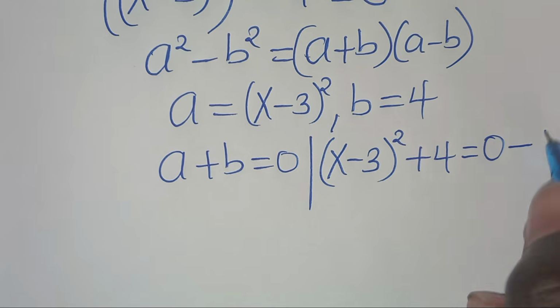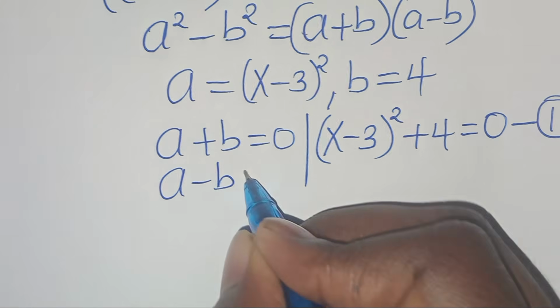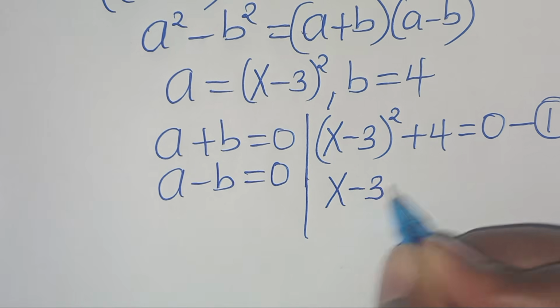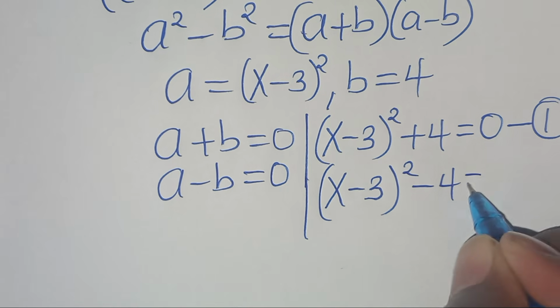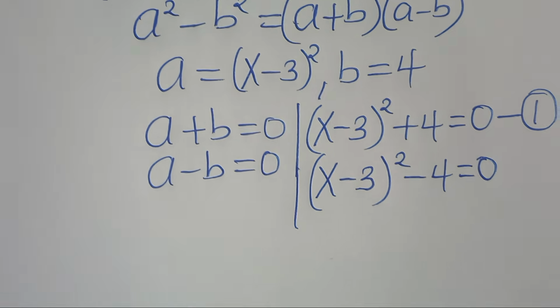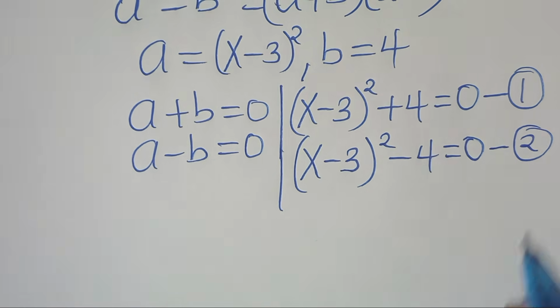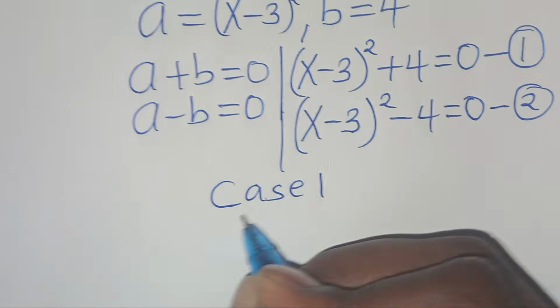Let's call this case 1. Then we have a - b = 0, which is the same thing as (x - 3)^2 - 4 = 0. We can call this case 2. Now let's start with case 1.